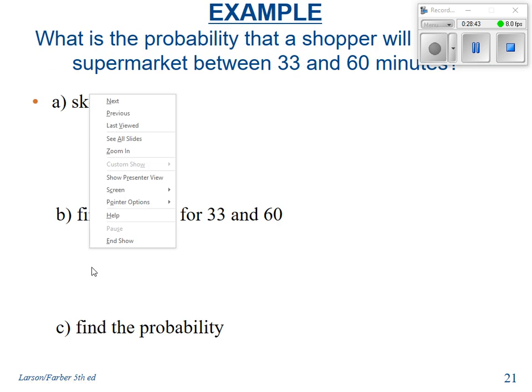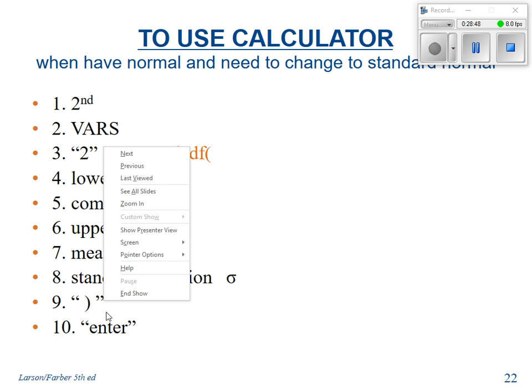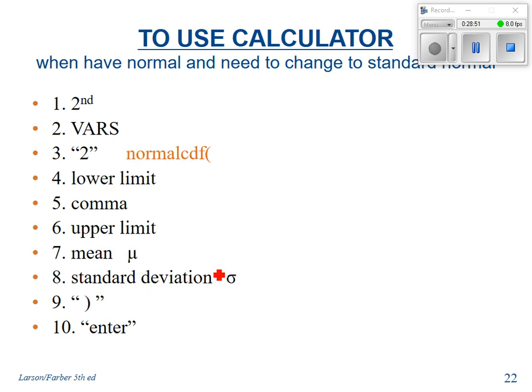I'll let you go ahead and copy this down in your notes as soon as I get done messing around here. So you got lower limit, comma, upper limit, then a comma. Then a comma after the mean, your standard deviation, then you close the parenthesis. So instead of us changing everything into a z-score, you can use that right there, and that'll do it all for you on your calculator.